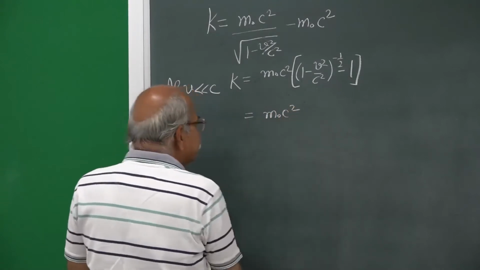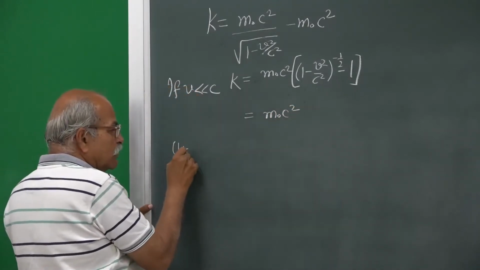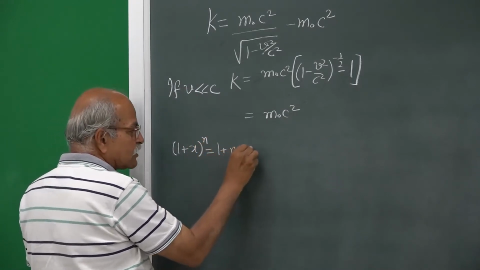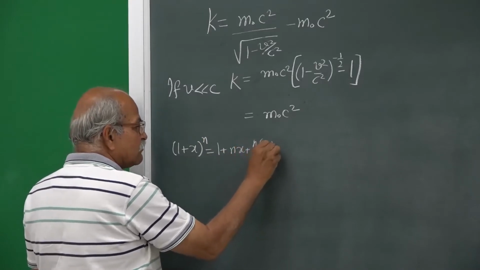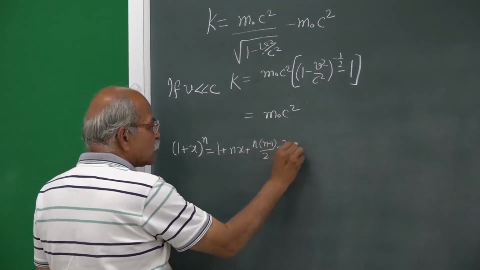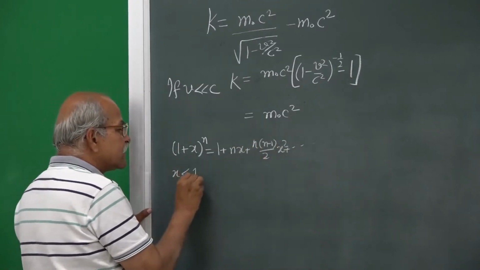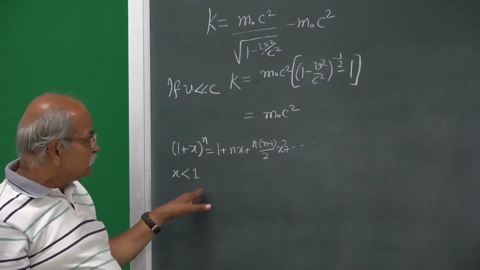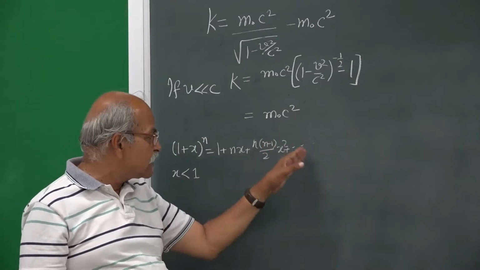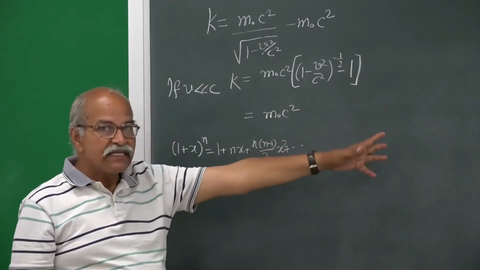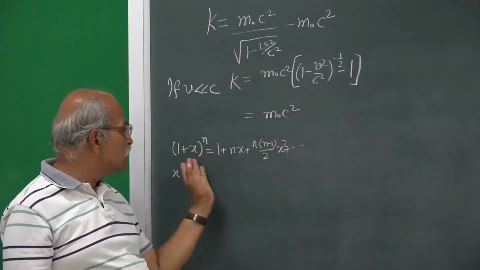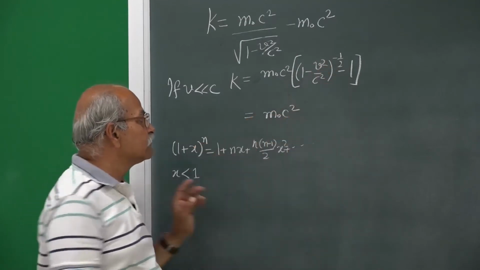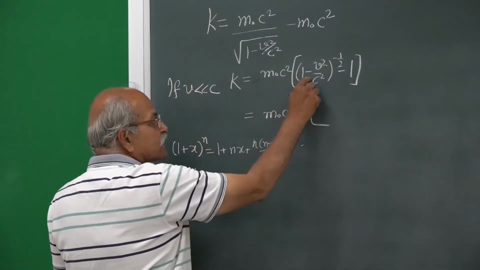What is binomial theorem? Binomial theorem is 1 plus x to the power n is 1 plus n into x plus n into n minus 1 by factorial 2 x square and so on. This is the series and is valid for x less than 1. So, if x is much less than 1, then higher terms involving x square, x cube will be negligible. Here we will be using this equation with 1 minus v square by c square to the power minus half. So, it is 1 plus x to the power n.